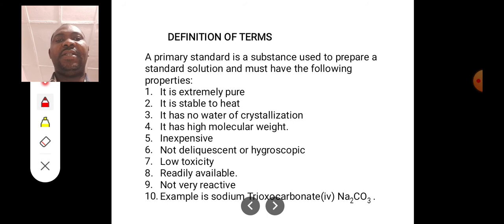Number six, it is not deliquescent or hygroscopic. Number seven, it has low toxicity, not poisonous, or little poisonous. Number eight, it is readily available. Number nine, it is not very reactive. A primary standard is something that is not very reactive. Number 10, an example is sodium trioxocarbonate IV. That is one major example of a primary standard solution.